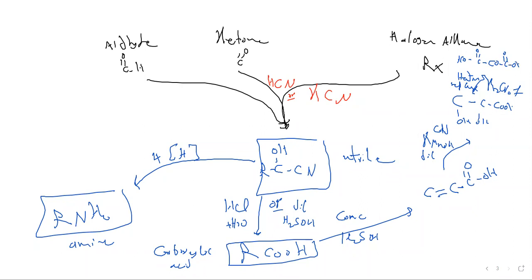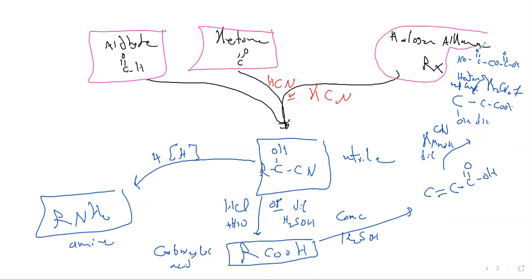So again, the reaction of aldehyde or ketone or halogen alkanes, all of them reacting with HCN or KCN to form nitrile. After that, by reduction, it will form amine. If we make the reaction with diluted HCl, or diluted sulfuric acid, it will form carboxylic acid. This carboxylic acid, if reacted with concentrated sulfuric acid, it will form alkene with carboxylic acid. Elimination reaction.